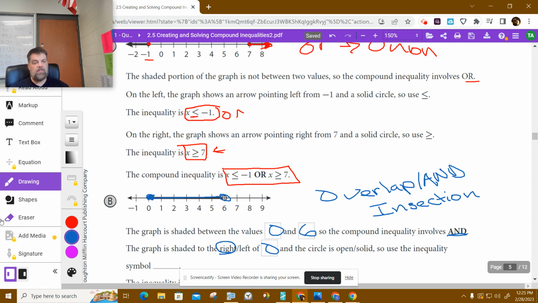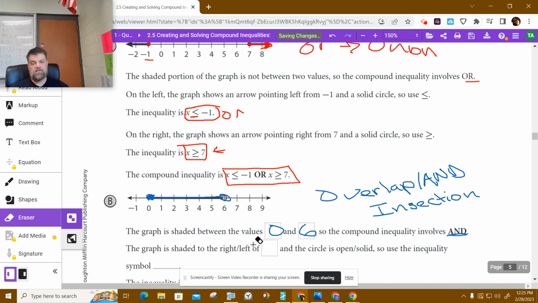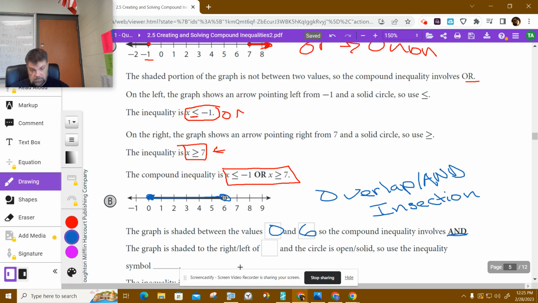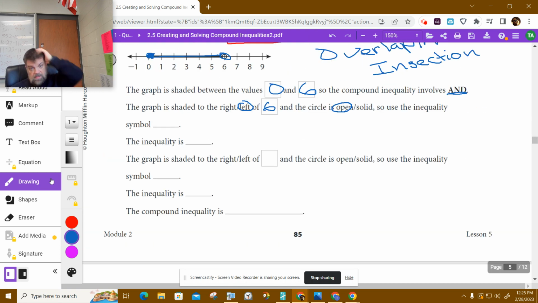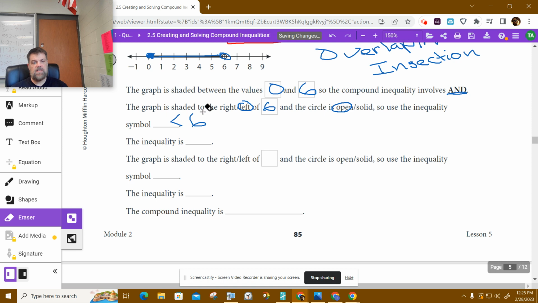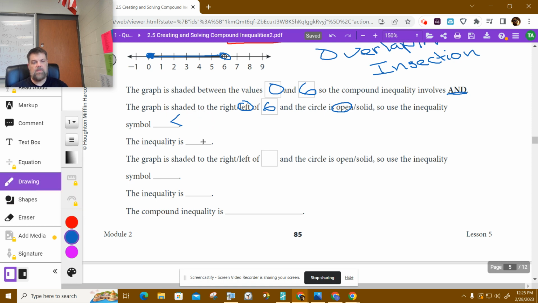Oh, wait. I'm going to back up. They're wording it the other way. They're saying to the left of 6, and it has an open circle. So we use, well, let me see. What would we use? We would say x is less than 6, right? Let me back up. It's just going to be this. We're going to use the less than symbol, so then I would say x is less than 6.